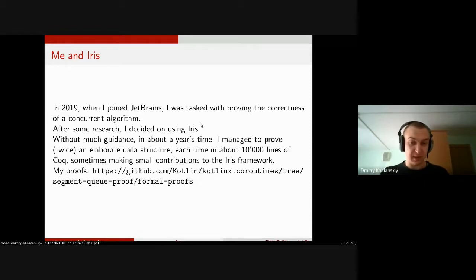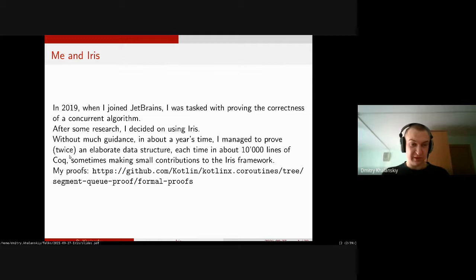After having a look at the proving systems that could possibly deal with concurrent algorithms, I decided to use IRIS, and without basically any supervision, without much guidance, only having the authors of the IRIS framework in their Slack channel as people who could give me some advice, I nonetheless managed to prove the data structures that I needed. I managed to do it twice because the data structure was reworked once. Each time the work I did amounted to about 10,000 lines of code.